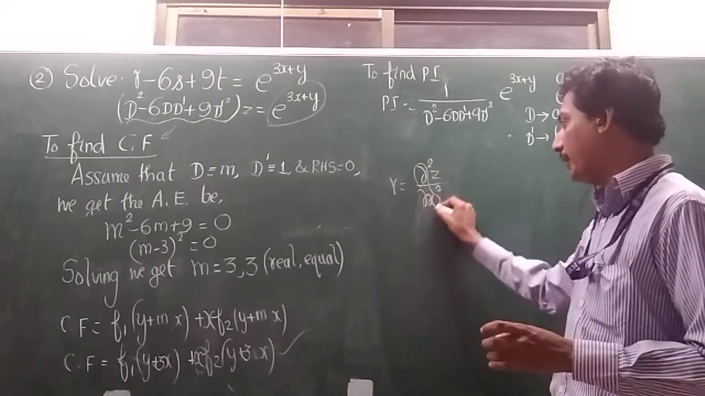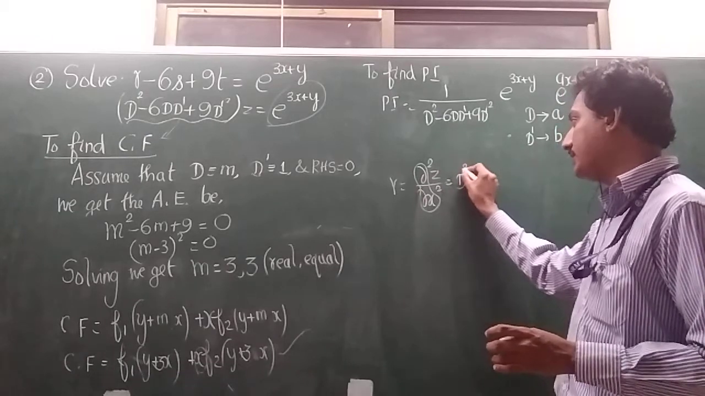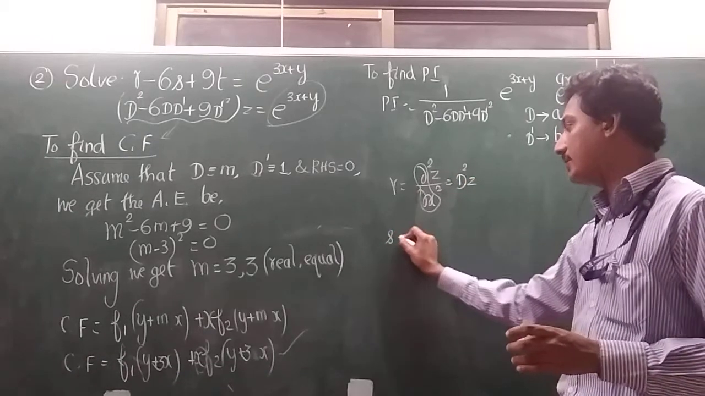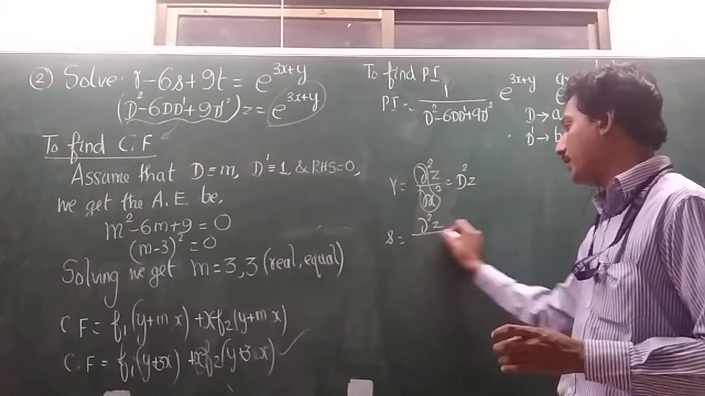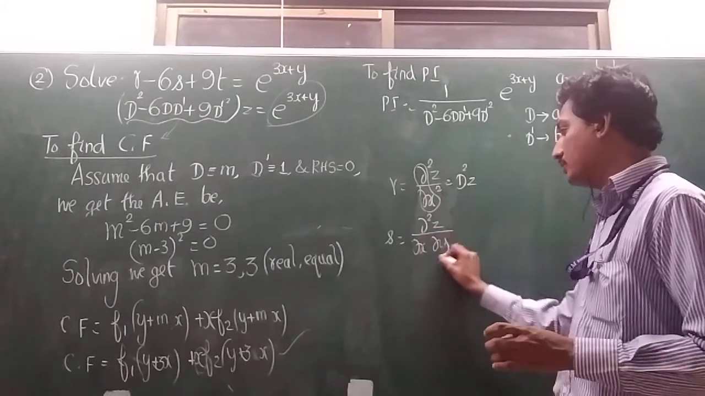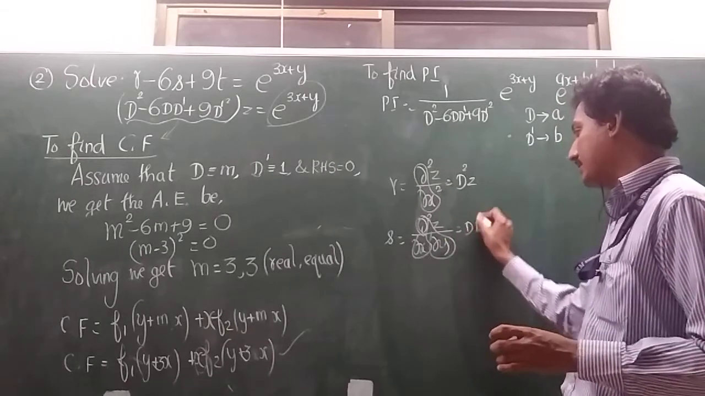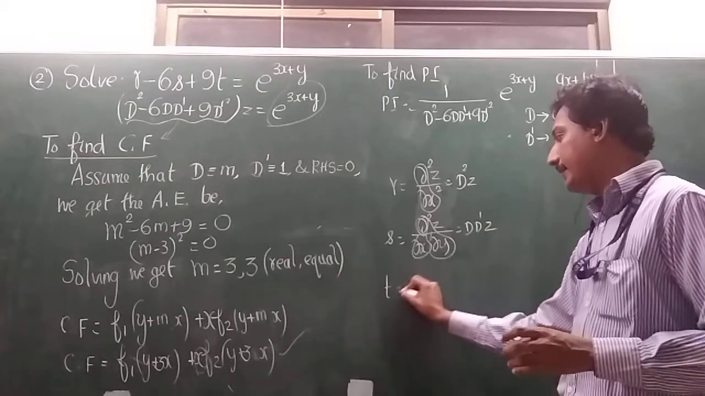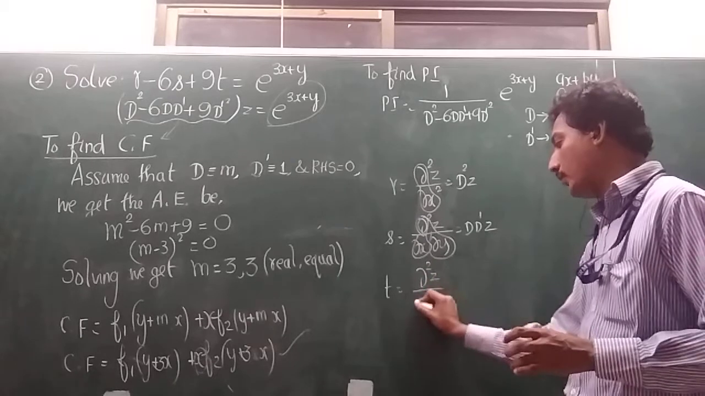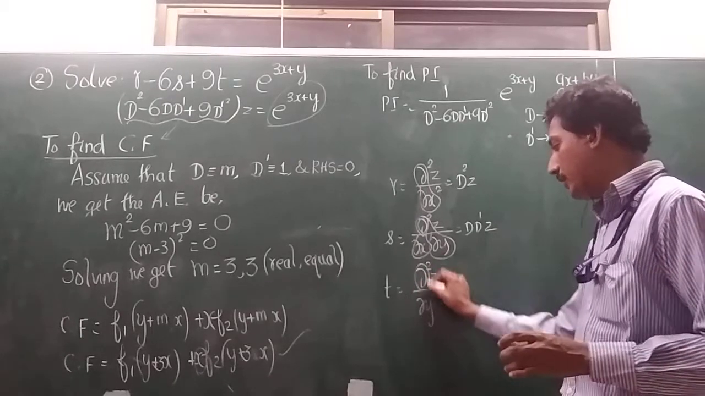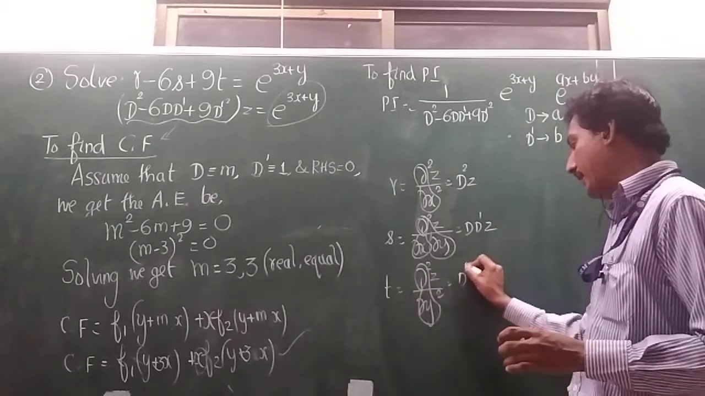∂/∂x is nothing but D, so D squared z. Similarly, s is equal to ∂²z/∂x∂y, so ∂/∂x, ∂/∂y, so it is equal to D D' z. What about t? t is equal to ∂²z/∂y². ∂/∂y stands for D', so D' squared z.